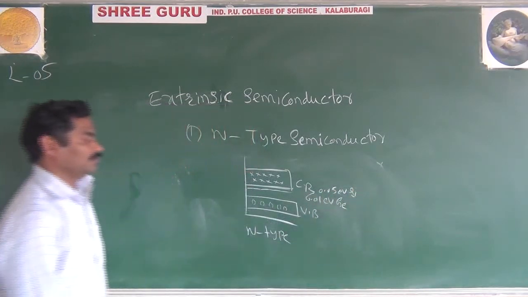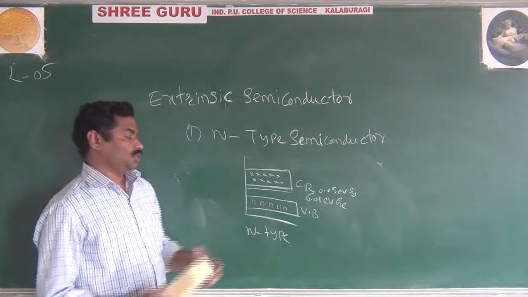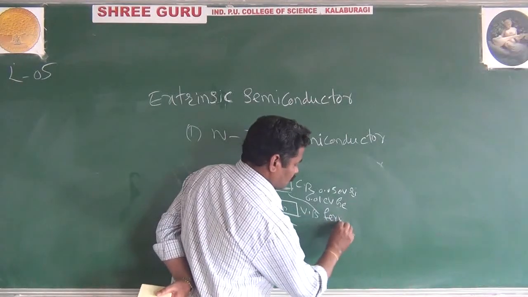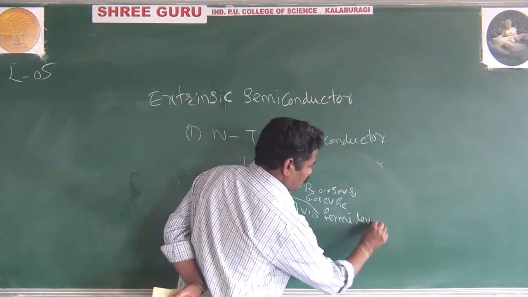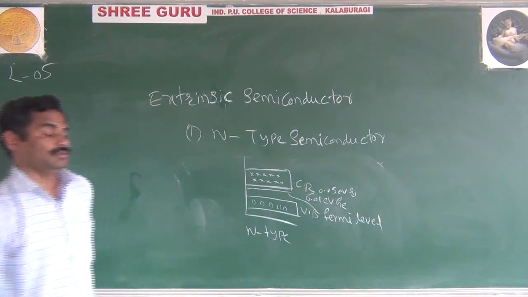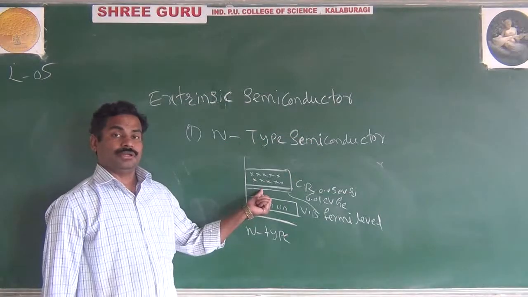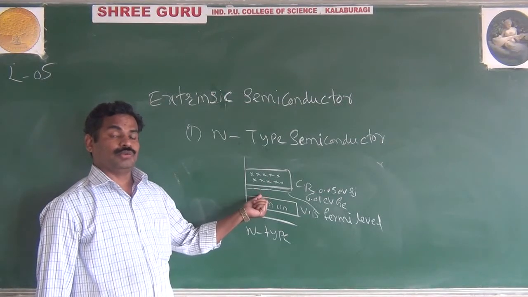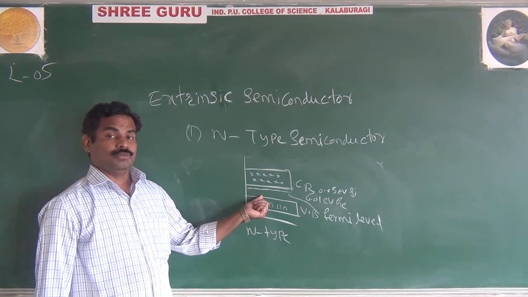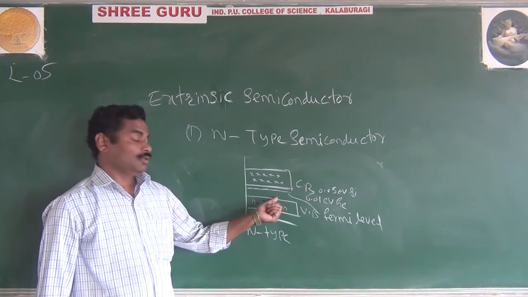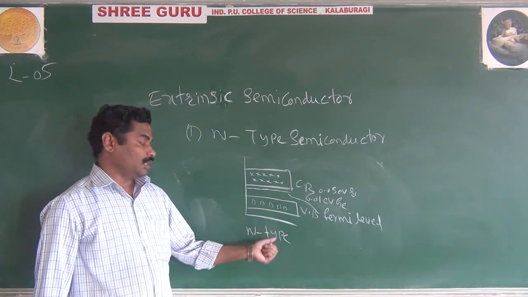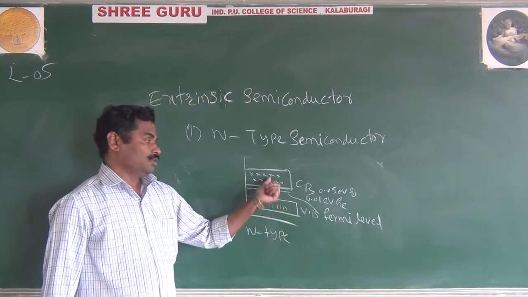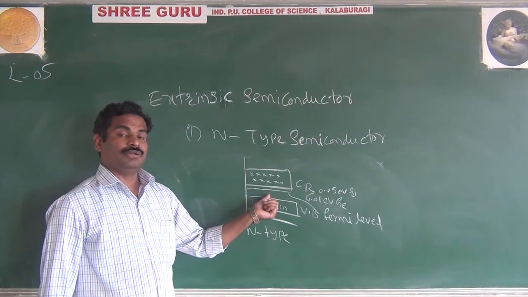This Fermi level, as I said in yesterday's class. What is Fermi level energy? It is the maximum energy occupied by an electron at absolute temperature. That is nothing but the Fermi level energy. In the N-type semiconductor, the Fermi level is below the conduction band.